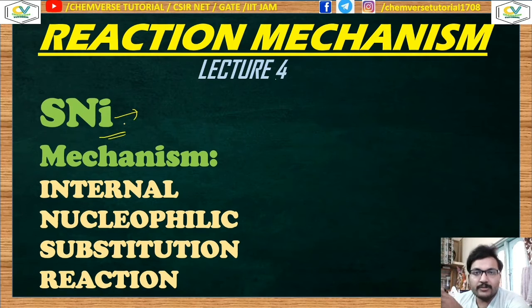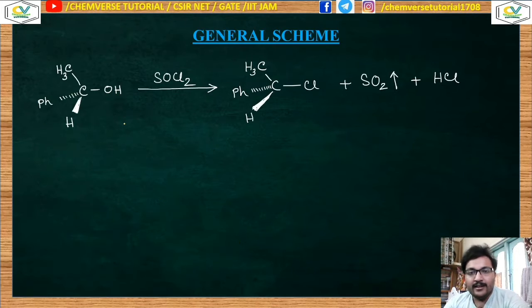Now in some cases we can find that the nucleophile is generated internally in the system. That kind of reaction mechanism is called internal substitution nucleophilic reaction, and this SNi mechanism is to some extent different from our earlier two mechanisms, SN1 and SN2. So let's take a look at this kind of reaction.